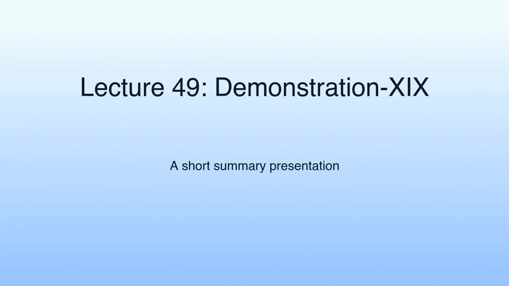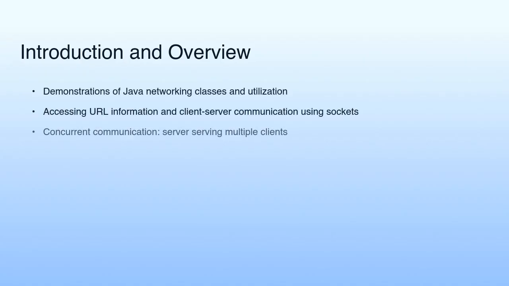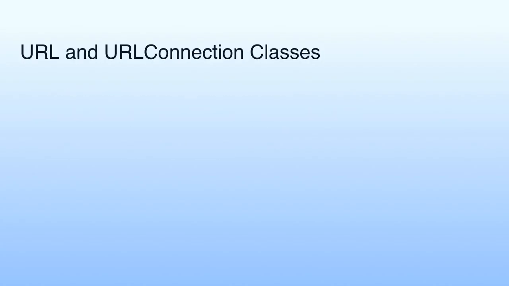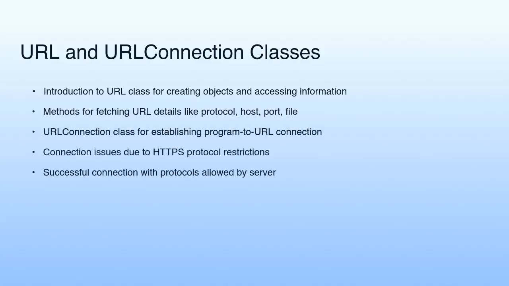Lecture 49 Demonstration-XIX. In this session, we explore Java networking classes and their utilization, accessing URL information, and facilitating client-server communication using sockets, including serving multiple clients concurrently and showcasing practical networking concepts and scenarios. We begin by introducing the URL class, which allows us to create objects and access details like protocol, host, port, and file. The URLConnection class establishes a program to URL connection, although we may encounter issues due to HTTPS protocol restrictions, which we can overcome by using protocols allowed by the server.